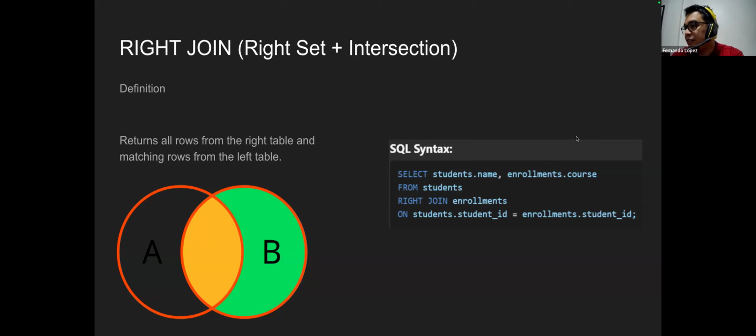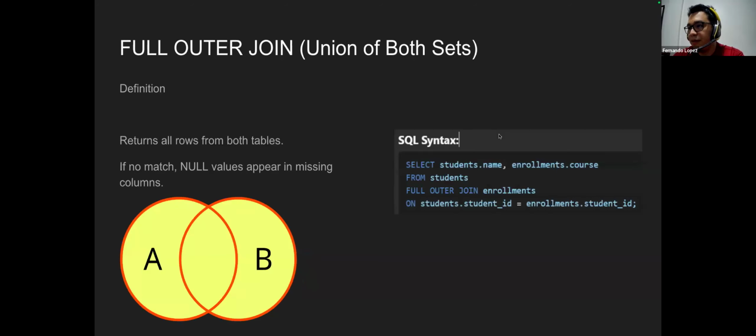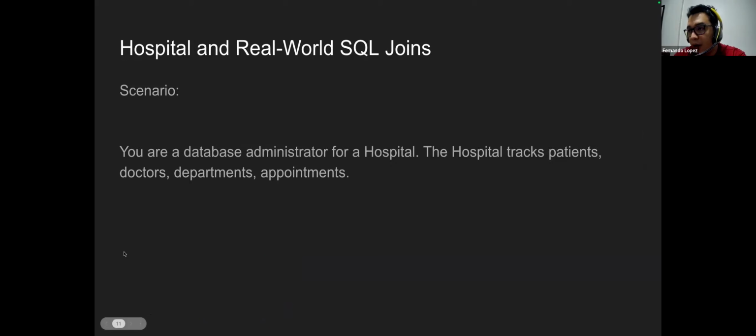Now let's talk about the last one, the full outer join. It's not so common, but if you do this operation in the SQL query, you're going to bring all the elements from both tables. As you see, it doesn't matter if there is a match between them. It's not so common to do this operation, but you can bring all the elements from both tables.